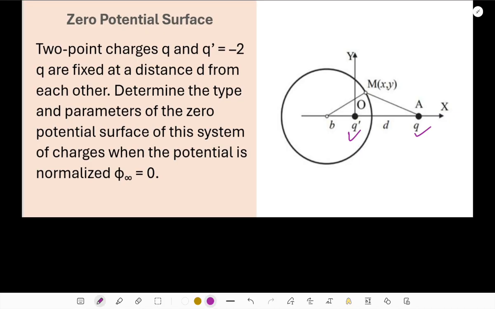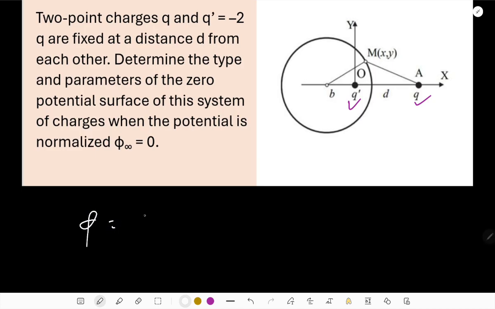Let's place the origin of coordinates O at the point where charge q dash is located, and you can see our x and y axes on the screen, and charge q at point A. We just take a point M whose coordinates are x comma y, and we are going to write the potential at point M due to both the charges q dash and q, and we can write it easily.